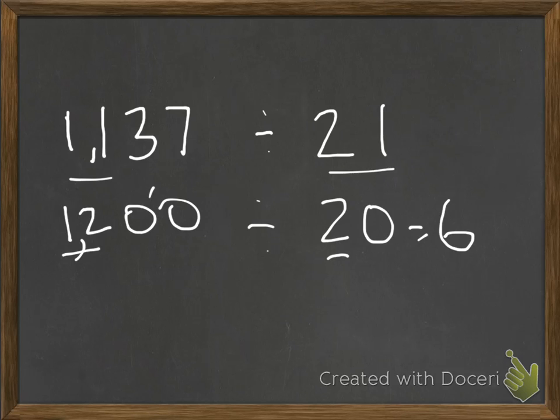What happens here is this 0 will cancel out this 0 in the divisor, and you're left with 1 0 that you add to your answer, and you get your estimated answer of 60. 1,200 divided by 20 equals 60, because 60 times 20 equals the 1,200. And that's how you estimate using compatible numbers when dividing.